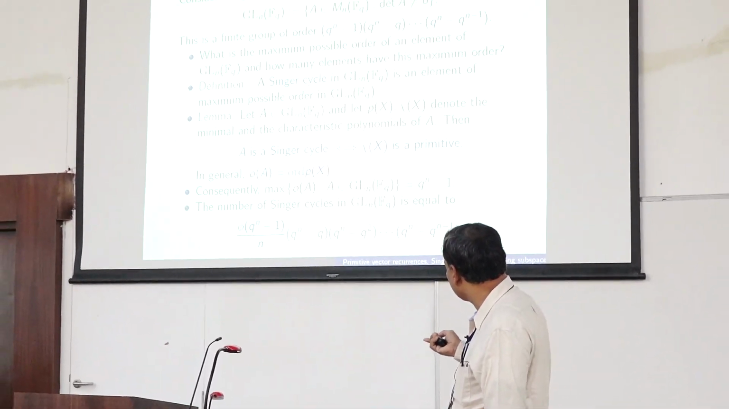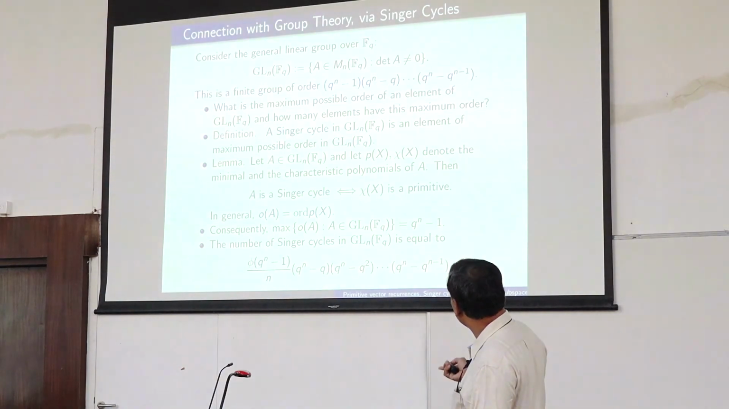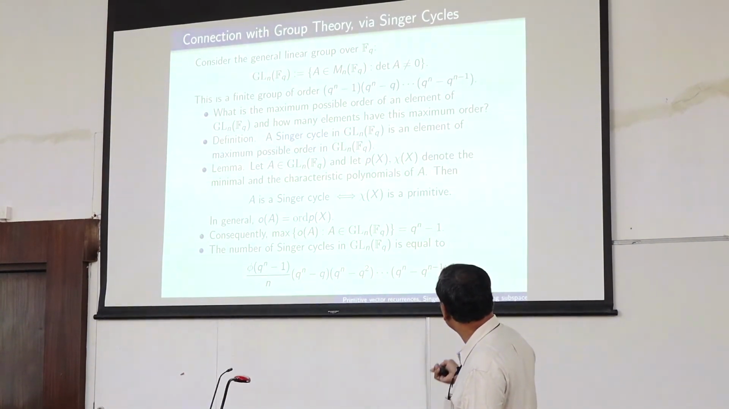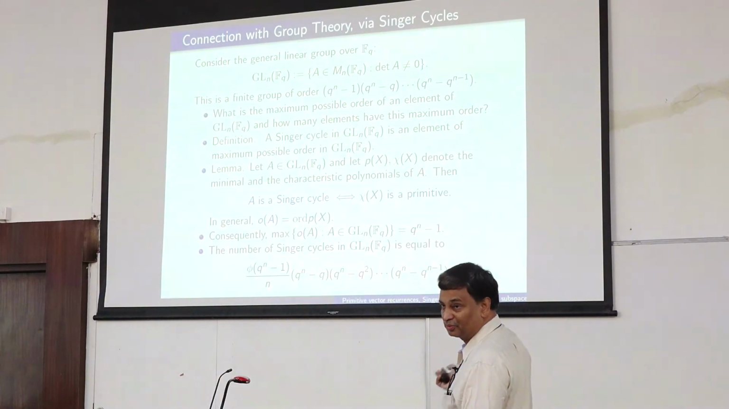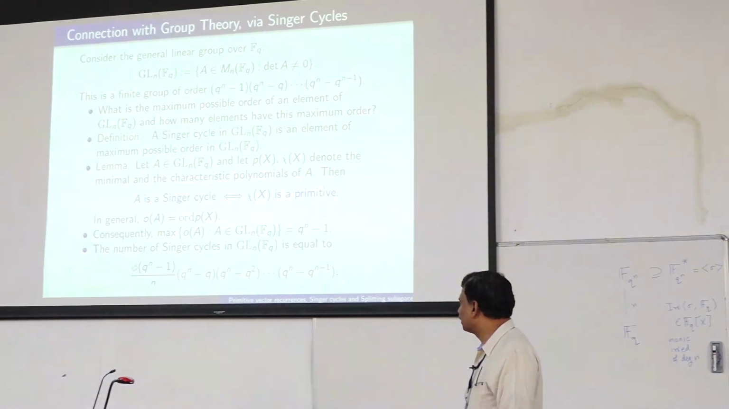It is this number of primitive LFSRs times what looks almost like the order of GL_n(F_q), but not quite. It is order of GL_n(F_q) divided by q to the power n minus 1. That first term is not there. You start with q. So, okay. It's not very difficult to show, but does need a small amount of proof.